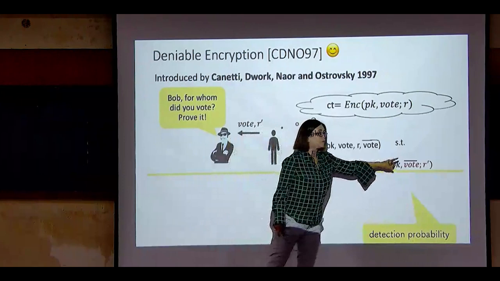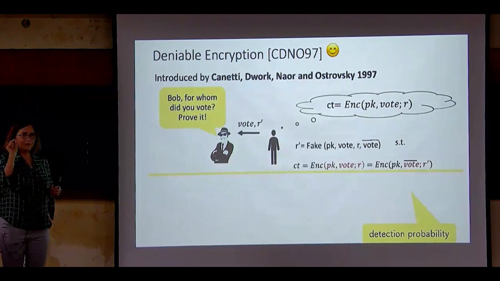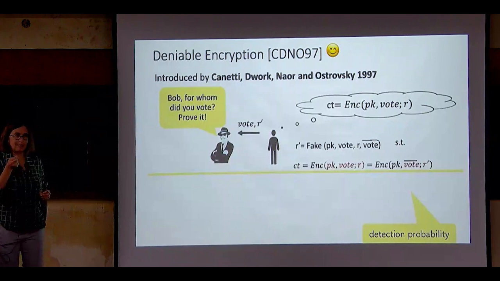Seems very bizarre. So what's inherent about this idea is that there is a small probability of error when you decrypt. There is some negligible, exponentially small probability that the government will, instead of understanding your vote correctly, understand it incorrectly. But you can make that probability extremely small.